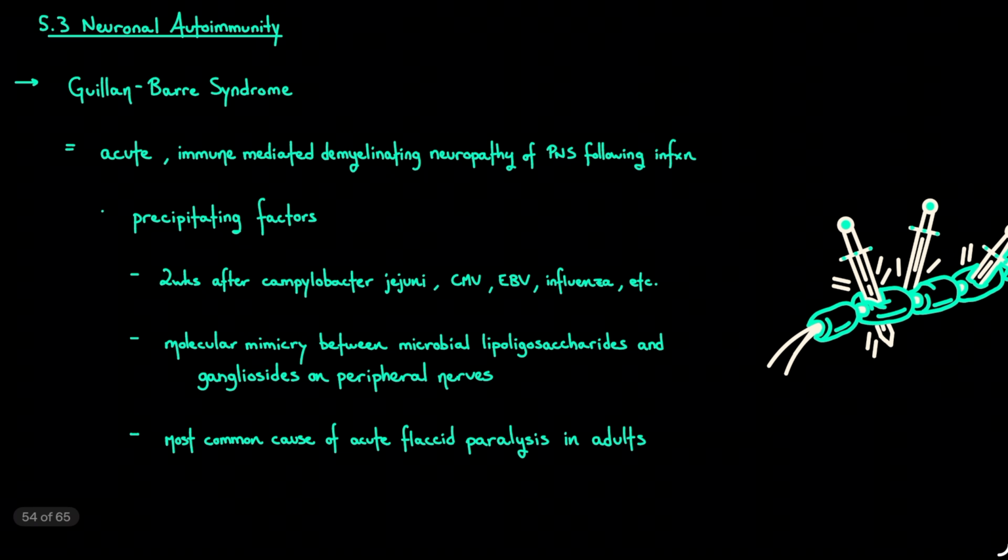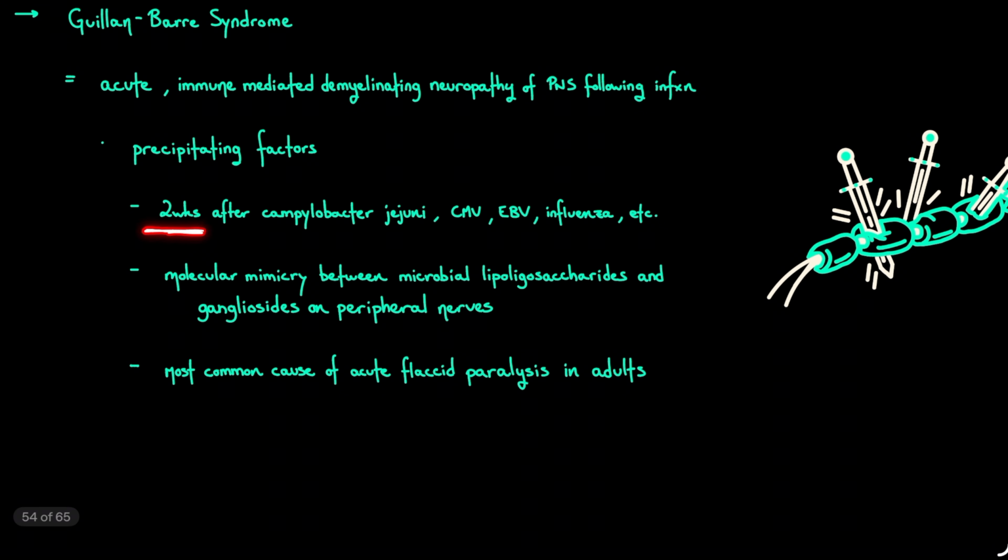All right, so next up we'll talk about Guillain-Barré syndrome. And this is kind of like the peripheral nervous system counterpart to the central nervous system multiple sclerosis. This is a little bit different though, so bear with me. So it's an acute immune-mediated demyelinating neuropathy of the PNS. Following infection is the big kicker here. In almost all of these cases, this is 2 weeks after infection with Campylobacter, CMV, EBV, influenza, etc.